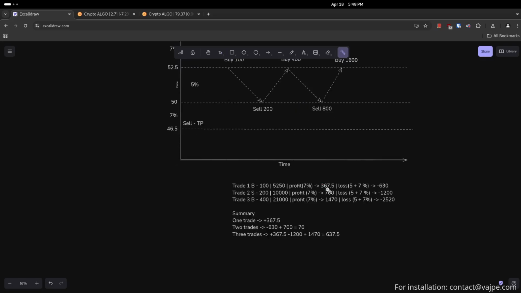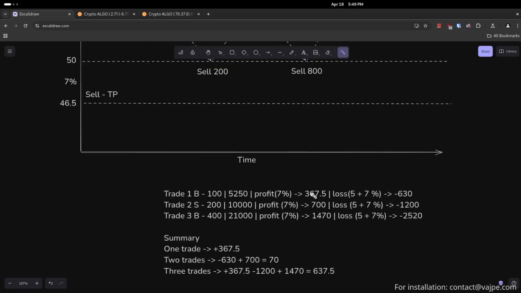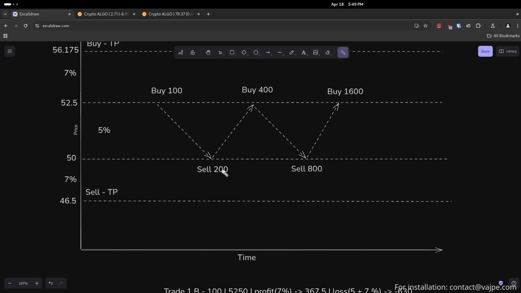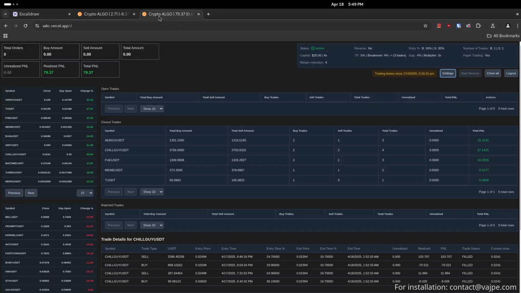So these two trades, this one and this one, will end up in profit of 7%, 367.5, and 1470, right? And this trade will have the 12% loss. So it would be a minus 1200. But because of the multiplier you are taking, you'll end up in an overall profit. So that's the characteristic of this zone recovery strategy.